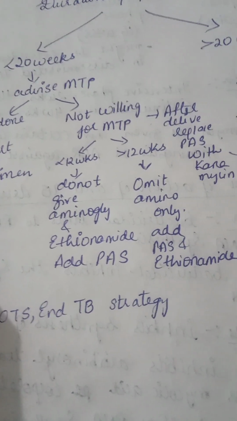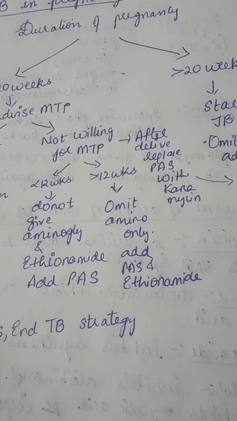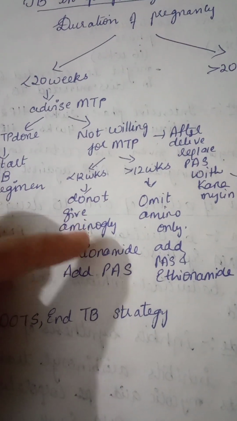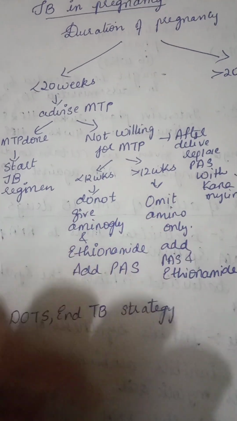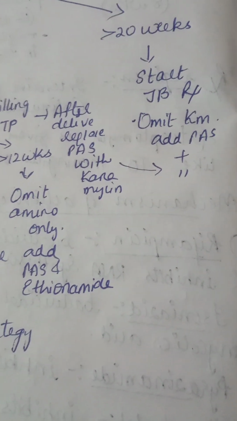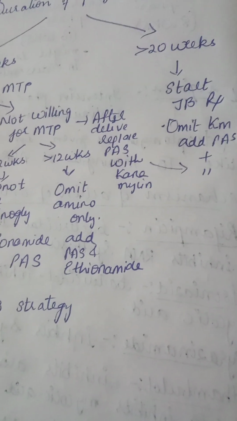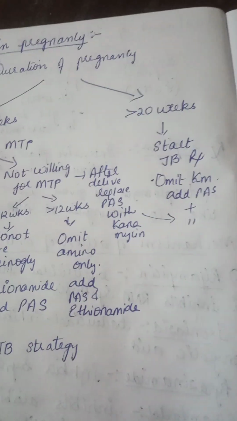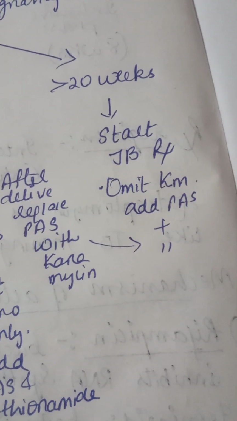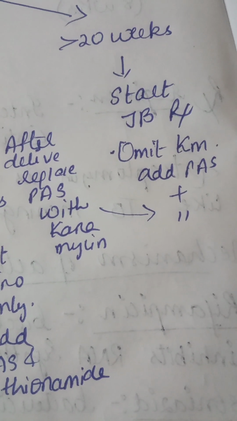Then add para-aminosalicylic acid. If the duration of pregnancy is greater than 12 weeks, you still got to omit aminoglycosides and add para-aminosalicylic acid and ethionamide. Here we did not give ethionamide also, but if it's greater than 12 weeks, we are adding ethionamide and para-aminosalicylic acid. Now, after delivery, you got to replace para-aminosalicylic acid with kanamycin. Now, once the baby is delivered, there is no fear of teratogenic effect, so you should add aminoglycoside also, right? Next is if the duration of pregnancy is greater than 20 weeks, you should directly start TB treatment, keeping in view that you have to omit the aminoglycoside class of drug and you have to add para-aminosalicylic acid, right?